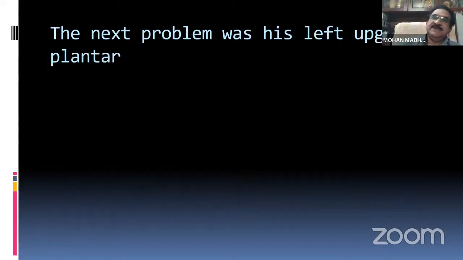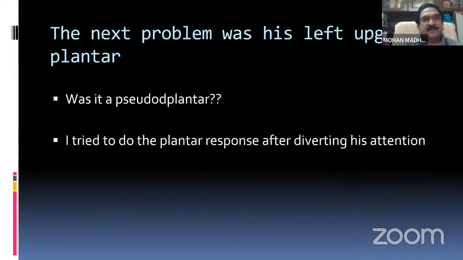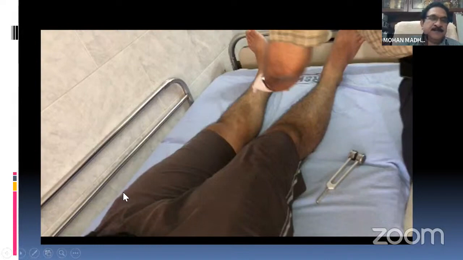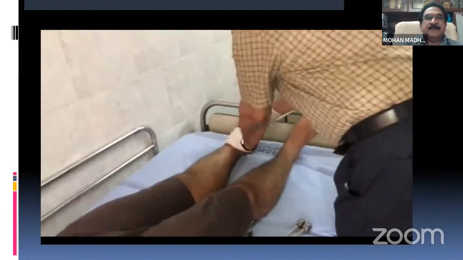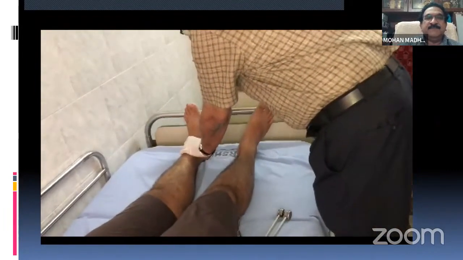The next problem is the left upgoing plantar. So was it a pseudoplantar? I had to do the plantar response after diverting his attention, speaking to him, and then did it again, but it is still upgoing. See that?